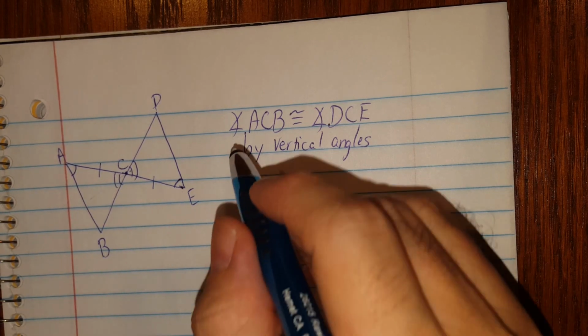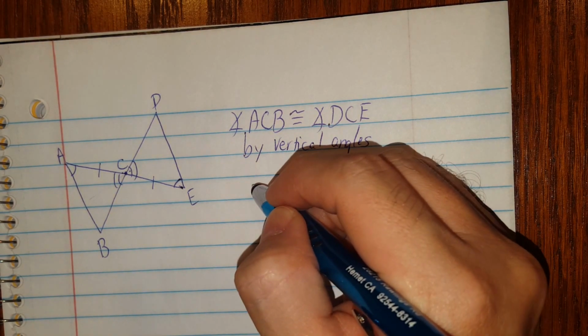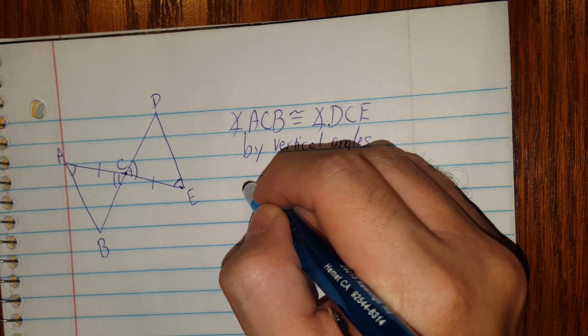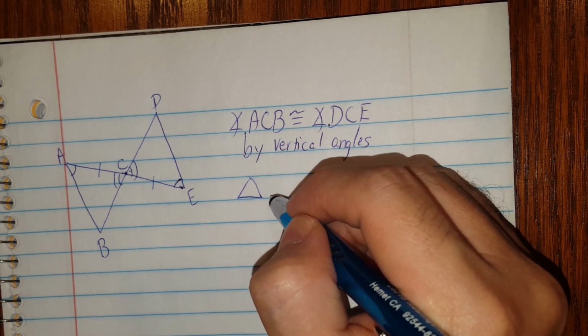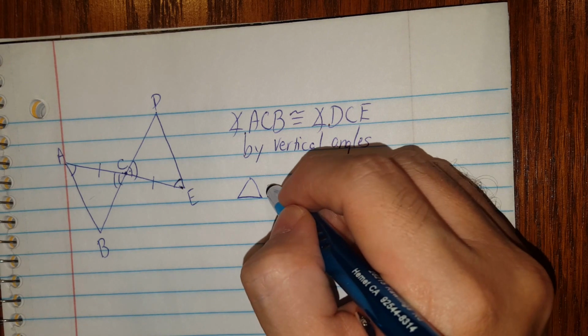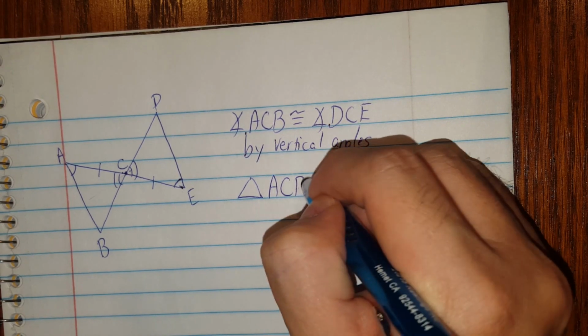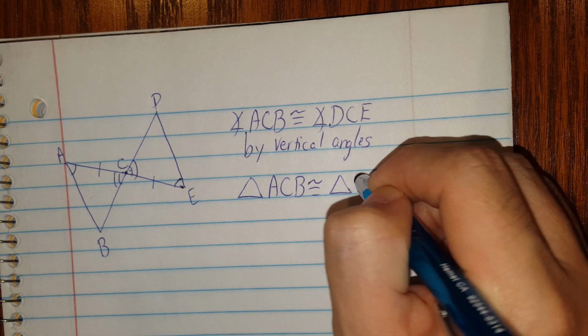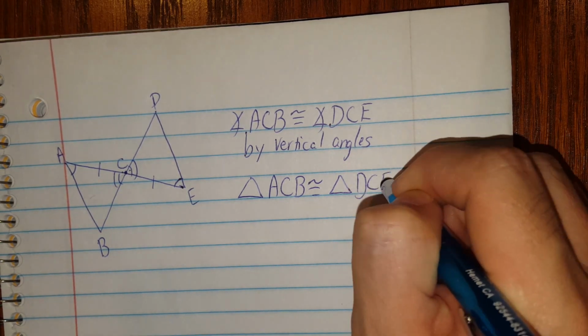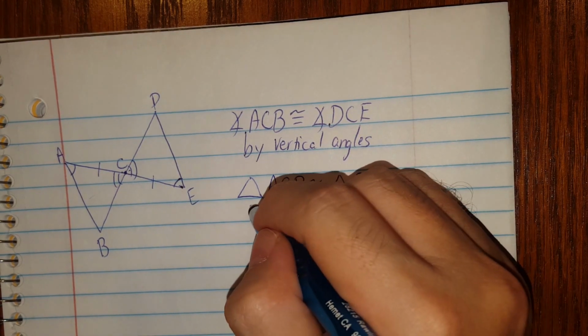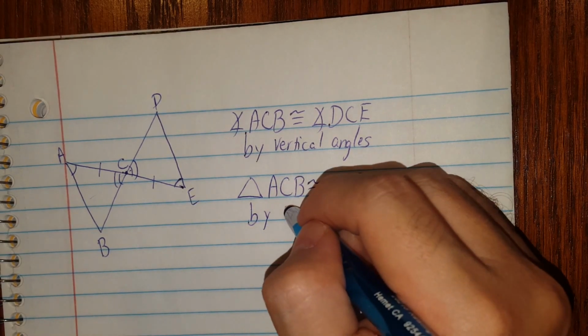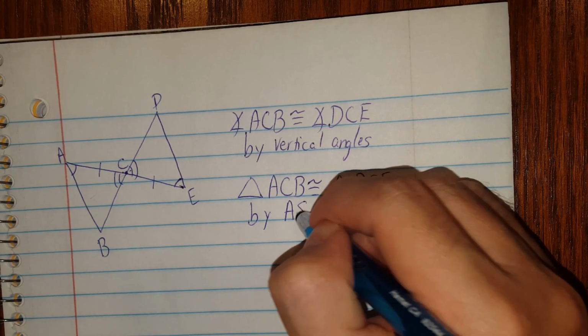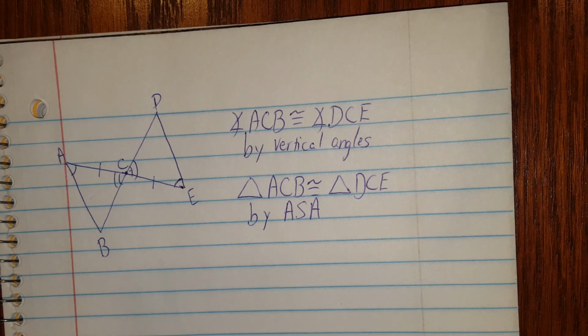And in fact, that is a congruence. So I can now go ahead and name these triangles. Doesn't really matter how you do this. I'll call it ACB, and I'll say it's congruent to triangle DCE. And I know this is true by angle, side, angle. Okay, so that one worked out by ASA.